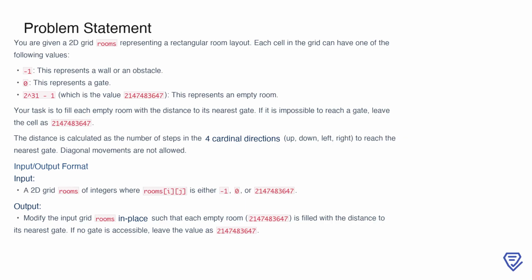Your task is to update the grid in place by replacing the value of each empty room with the shortest distance to the nearest gate. If no gate is reachable from an empty room, its value should remain as 2147483647. It's important to note that the distance is measured by moving only in the four cardinal directions: up, down, left, and right, so diagonal movement is not allowed.